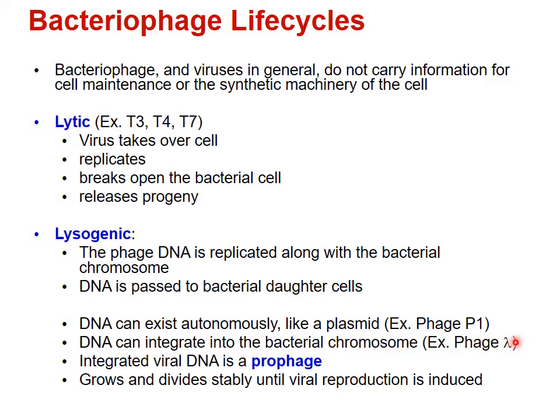There's also a phage in cholera, in Vibrio cholerae, phage CTX, and that has the cholera toxin and some other virulence factors encoded within it, and is what makes cholera as pathogenic as it is. And just to remind you that this integrated viral DNA is called a prophage, and it can grow and divide stably in the bacterial genome until viral reproduction is induced.